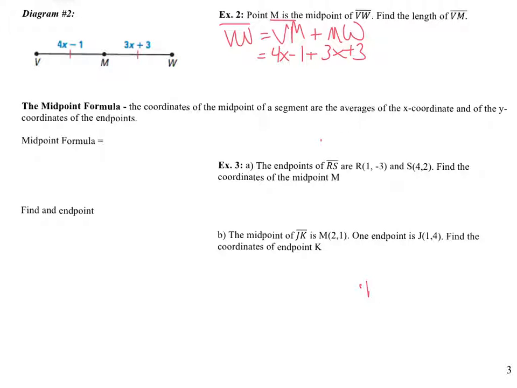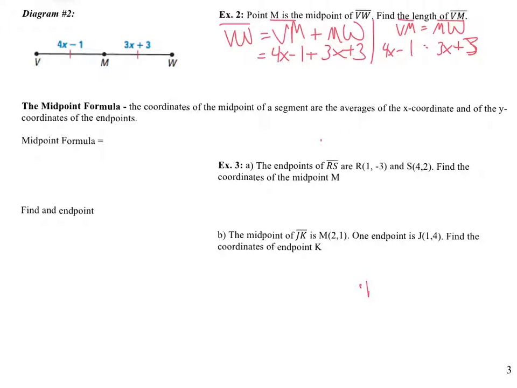So we need something else, something that's going to allow us to solve for VM. If we look at this, we can see that VM equals MW. So I could set these equal to one another. I could say VM segment equals MW. And now when I plug it in, I get 4x minus 1 equals 3x plus 3. So now I can go ahead and solve for this.